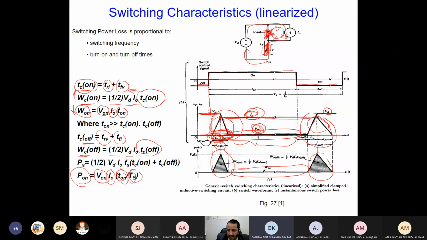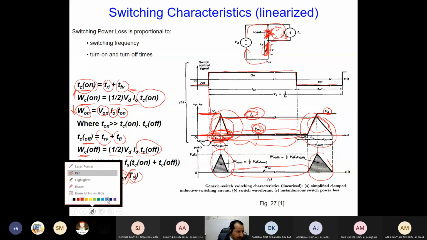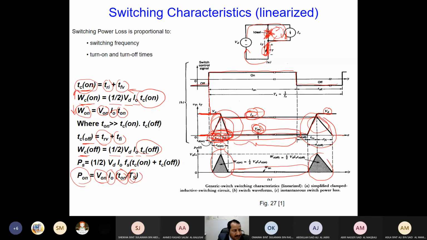You don't need to draw them. I will solve a problem using these equations. As an example, we need to calculate the energy consumption in on switching and in off switching. We need to know how to calculate them. We need to calculate the power of switching, the power of on. Usually these values, you have them. You just need to substitute and calculate them.